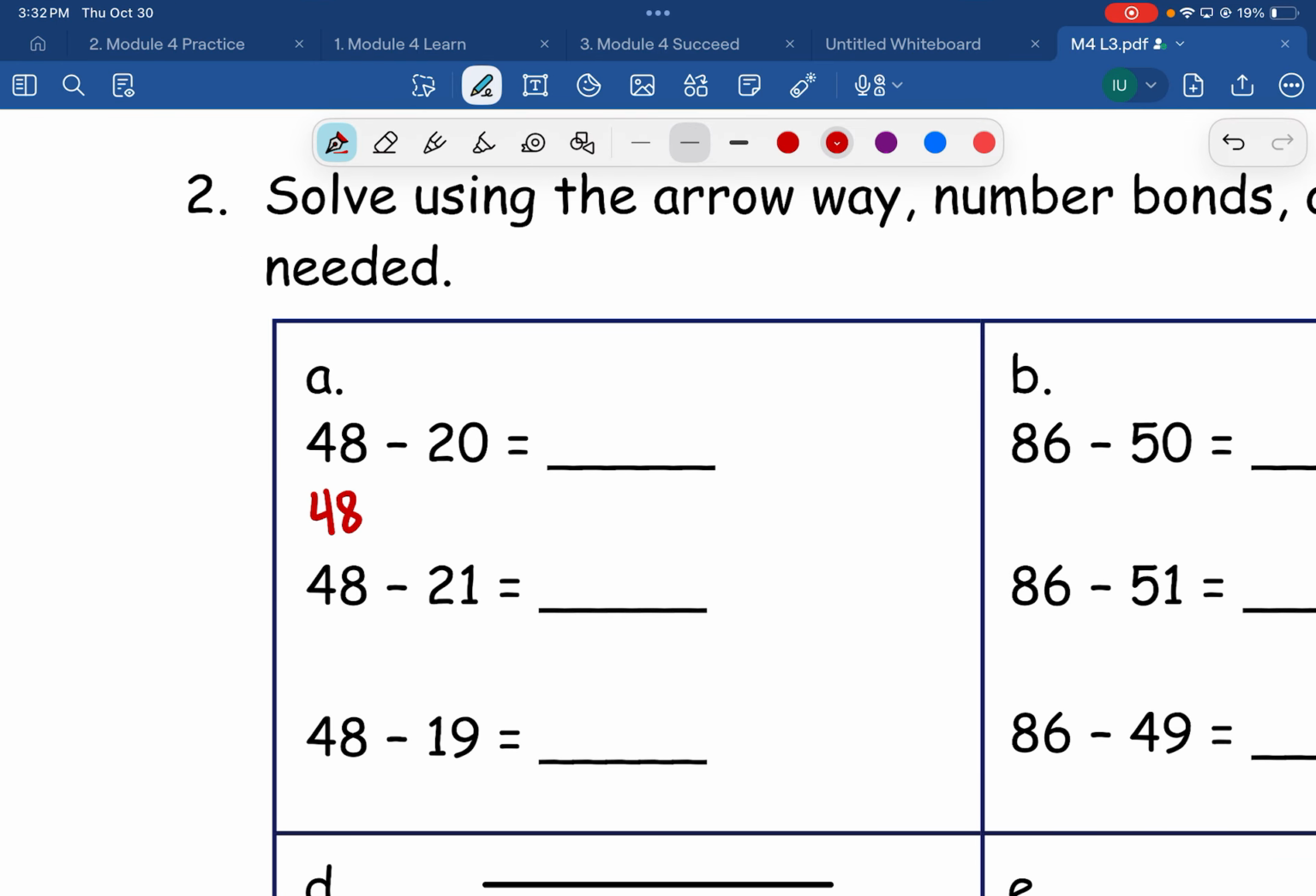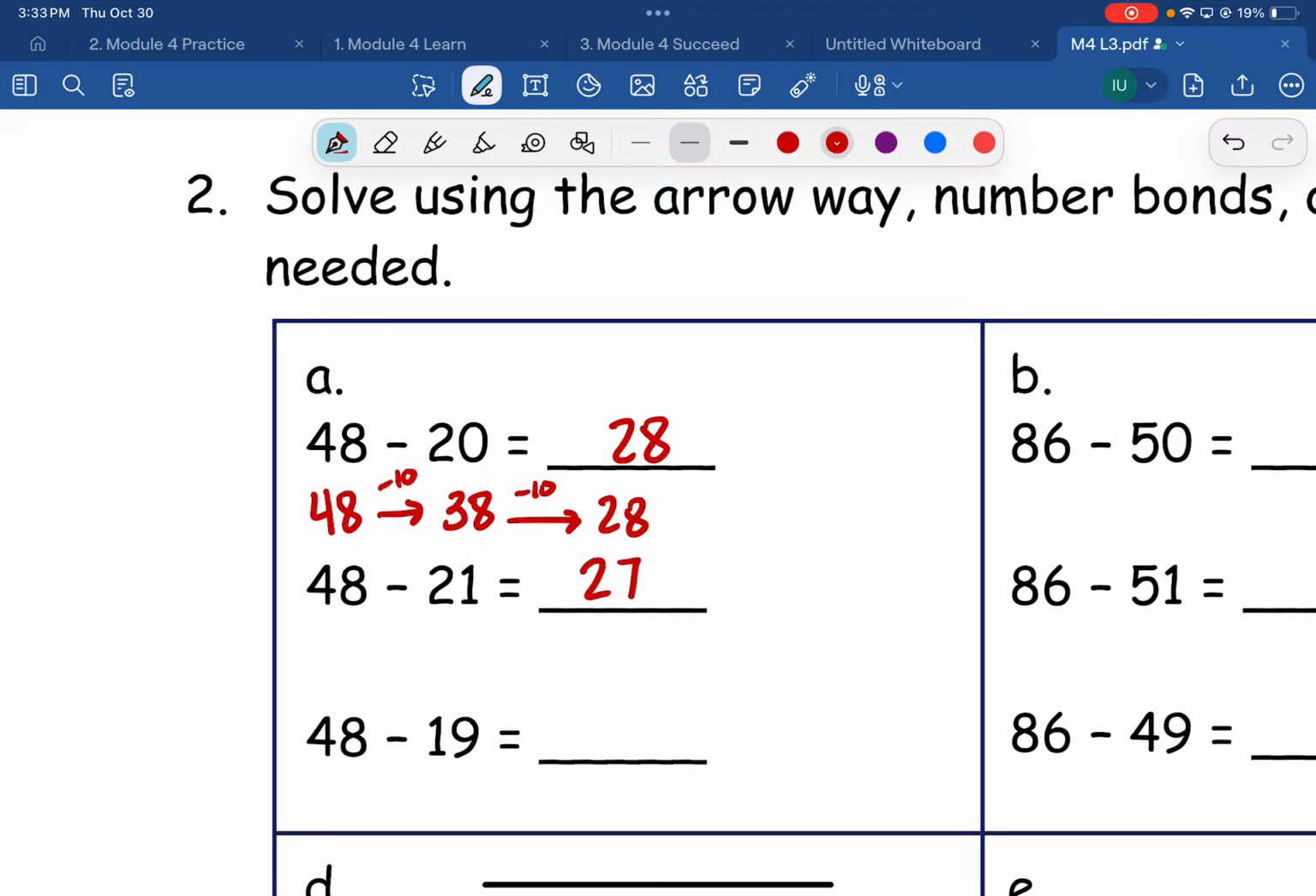You could start with 48 and you're going to minus 20. So I'm going to do 10 at a time. 48 minus 10, 38. 38 minus 10, 28. So 48 minus 20 is 28. Now we're taking away 21 from 48. So that's actually one more. So that means that's going to be, instead of 28, we're going to go down one, which would be 27.